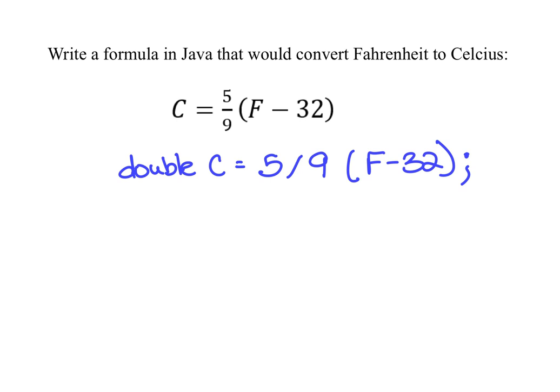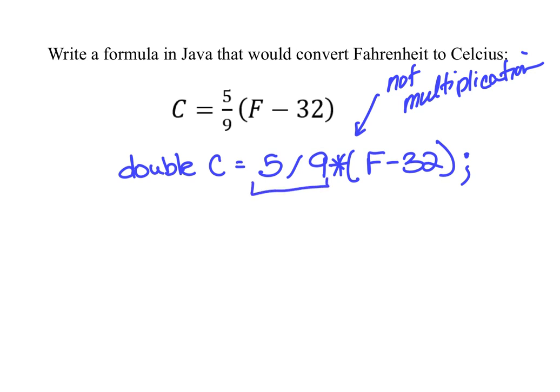This guy wouldn't even compile at this point. First thing you have to remember is that parentheses do not mean multiplication in Java. So parentheses, not multiplication. You have to put the times sign in. So 5 divided by 9 times F minus 32, and that would be fine. So it would do the F minus 32 first, and then the 5 divided by 9 times whatever the answer is. The problem with this is, though, the 5 divided by 9 here, that is 0. 5 is an integer, 9 is an integer.